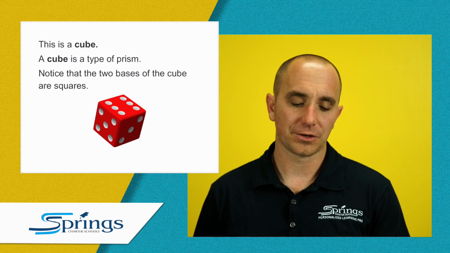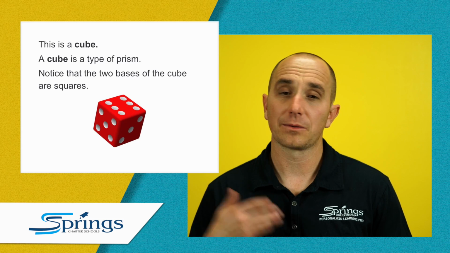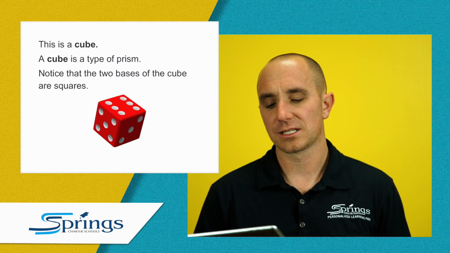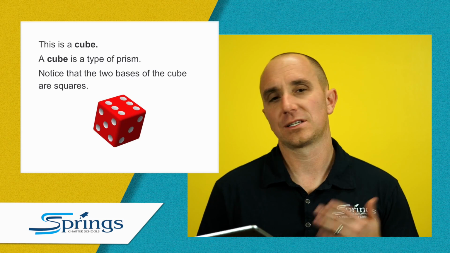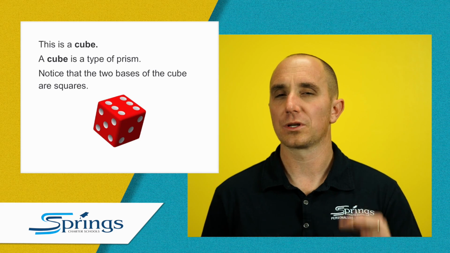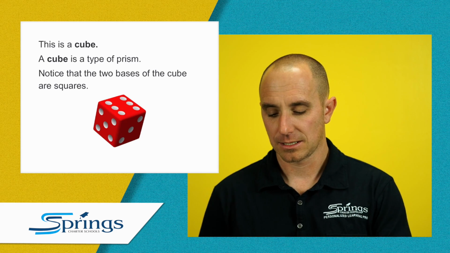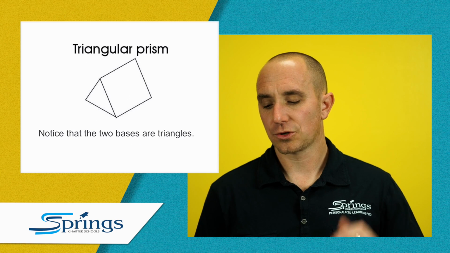So this is another cube, and this cube is a type of prism like we talked about. Notice that the two bases of the cube are squares. Now, once it's a square, obviously all the sides are going to be squares, but really you're primarily focusing in on the bases. Okay, next let's talk triangular prism.